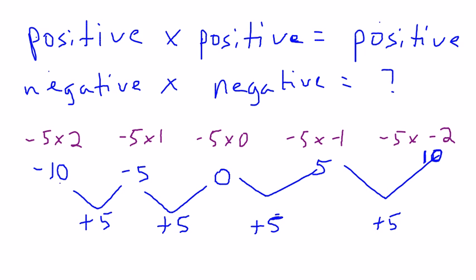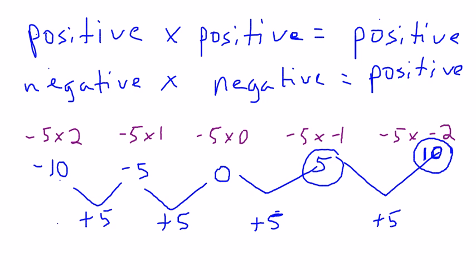So interestingly enough, it turns out that a negative times a negative number also equals a positive. Right? Negative 5 times negative 1 gave us a positive 5. Negative 5 times negative 2 gave us a positive 10. Okay? And those are really the only two rules that you have to remember when multiplying integers. Okay, so let's try a few examples.